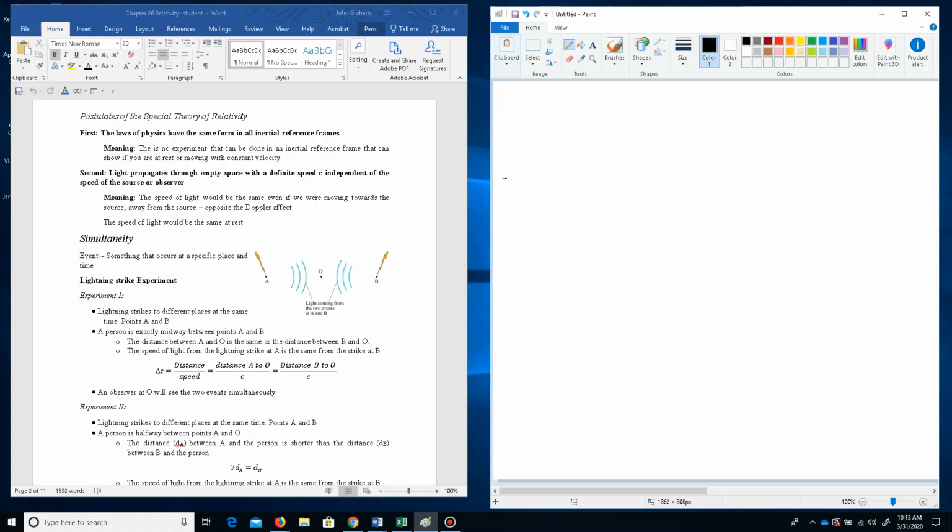The first postulate is that the laws of physics have the same form in all inertial reference frames. This means that no experiment can be done in an inertial reference frame that can show you if you are at rest or moving with constant velocity. So basically, there's no way you can prove within your reference frame if you're at rest or moving with a constant velocity.